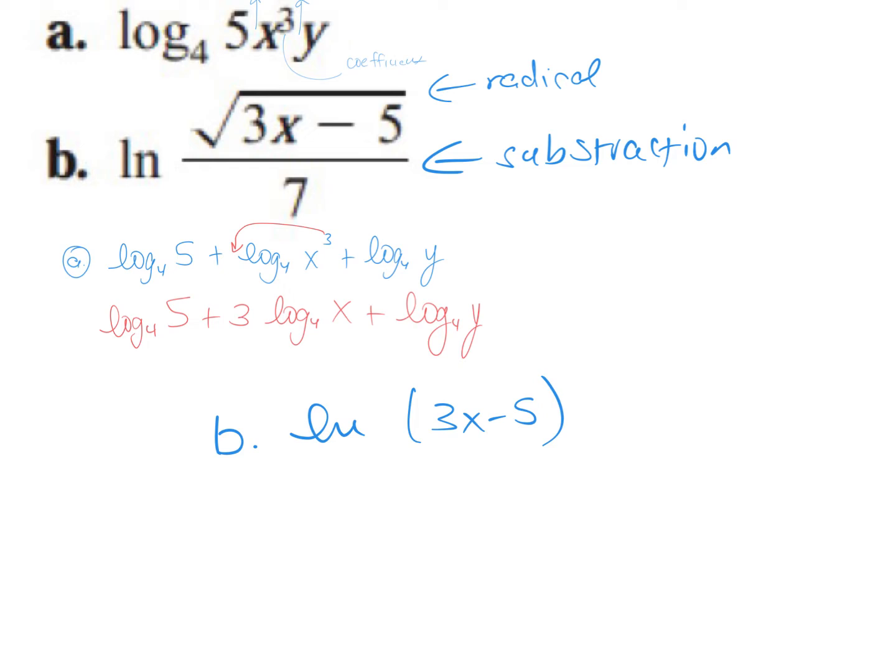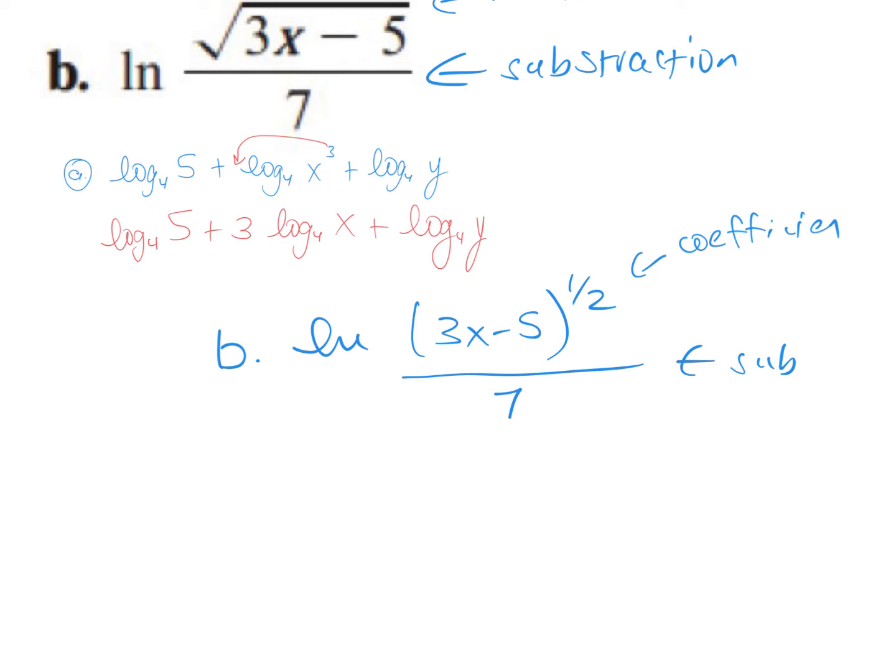What is the square root? How can I write that as a power? 1/2. If I had the cube root, what power could I write that as? 1/3. If I had the fifth root, what could I write it as? 1/5. Okay, good. So now I see a power. A power is going to become a what? It's going to become a coefficient. Good. You got it. And then again, this is going to become subtraction, right?